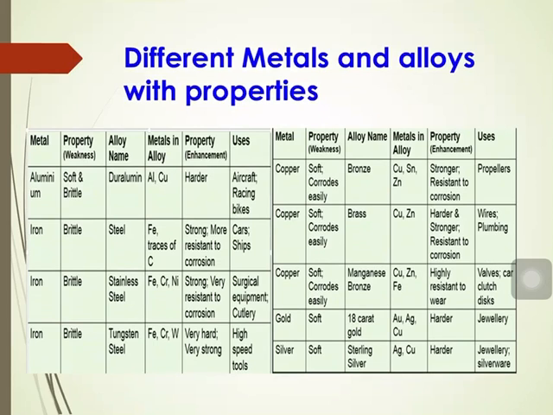Propellers. Soft, corrodes easily, brass, copper and zinc. So from this table you can see the different metals when their properties or weaknesses are given, and when some other element or metal is added to it, the property changes and it becomes more useful.